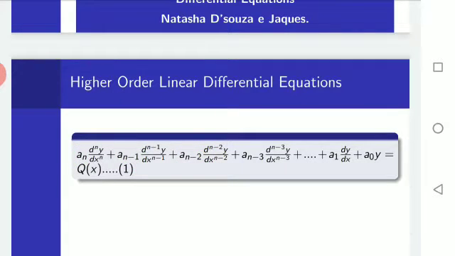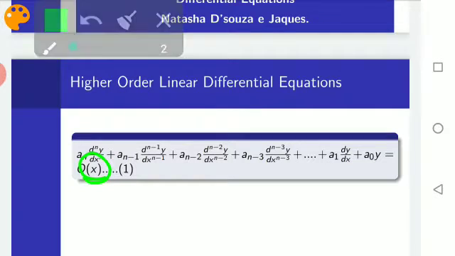So what exactly are you expecting to see in a higher order differential equation? On the right hand side, you will see that you have a term q(x). What is q(x)? Q(x) is basically nothing but a function of x. It could be any function. It could be a linear function. It could be an exponential function, a trigonometric function. It could basically be anything.